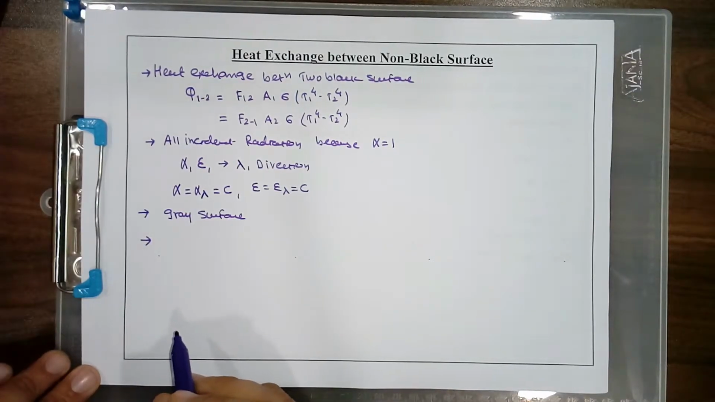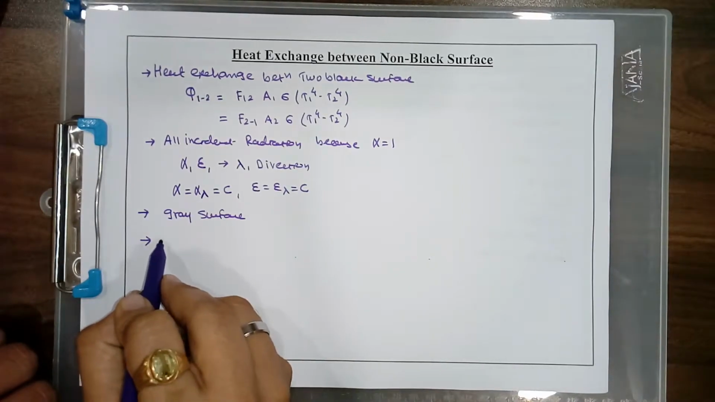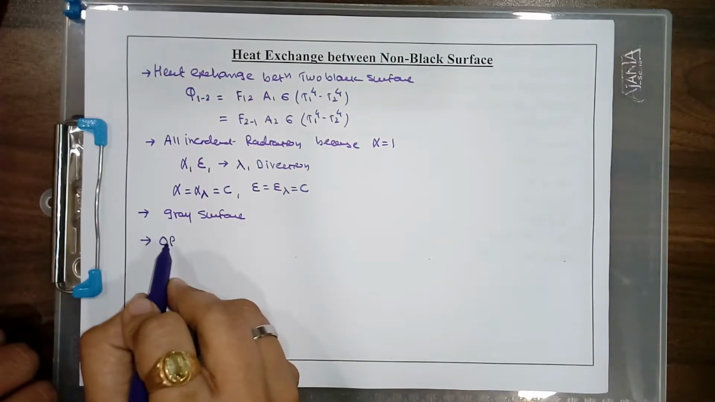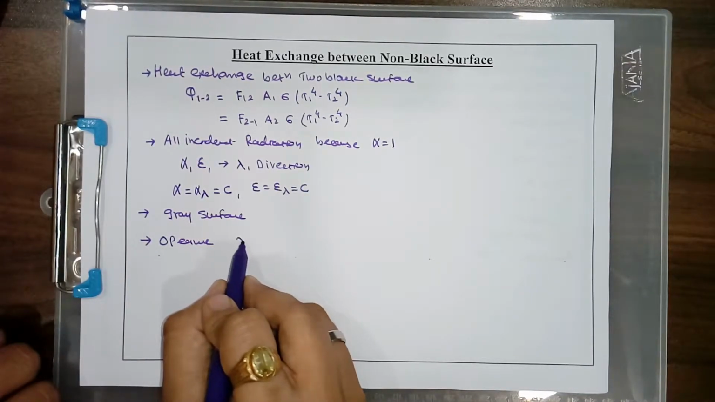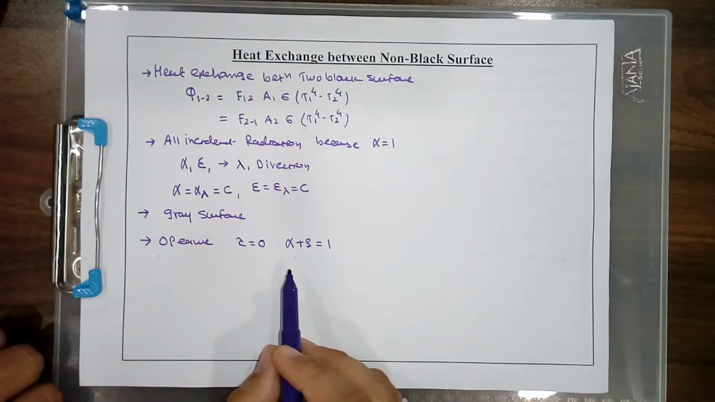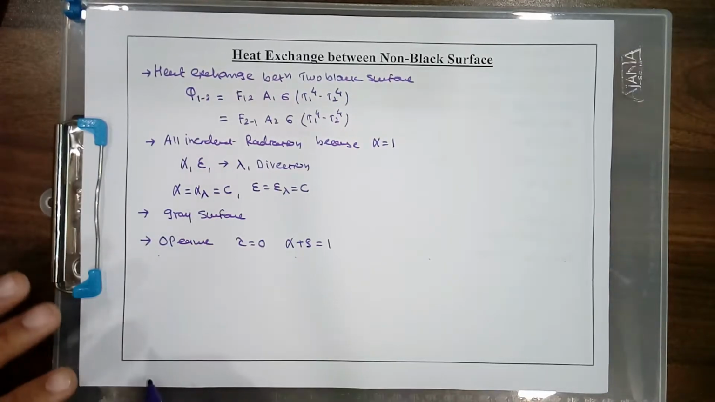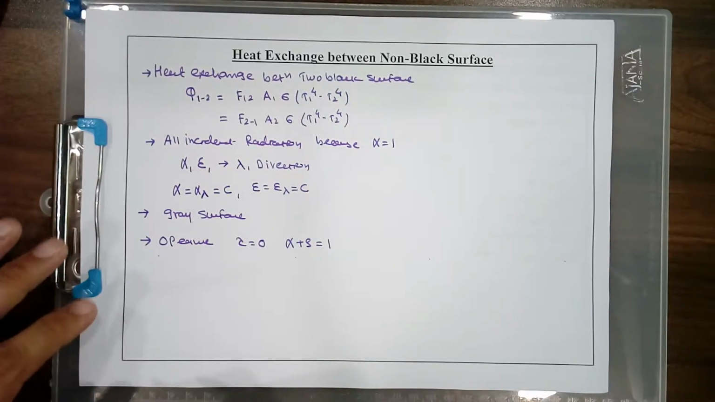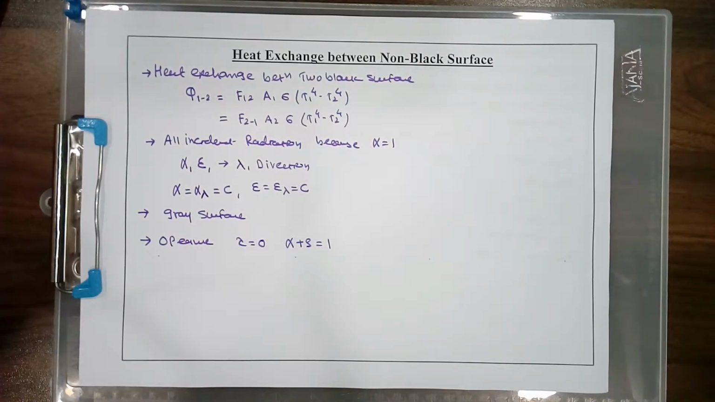Now for simplification of our derivation, we assume our surfaces are opaque surfaces, and in the previous lecture we discussed that opaque surfaces mean the transmittivity is zero. Incident radiation is either absorbed or reflected back for an opaque body. After discussing the simplifications of our derivation, I write some of the assumptions.